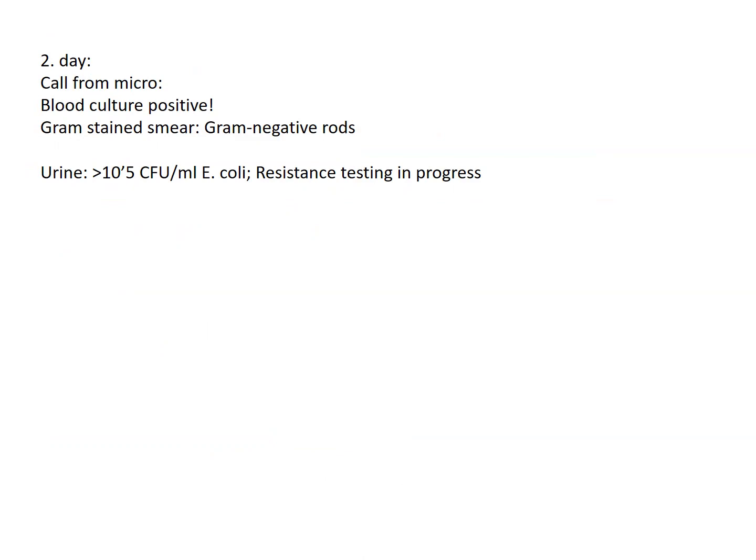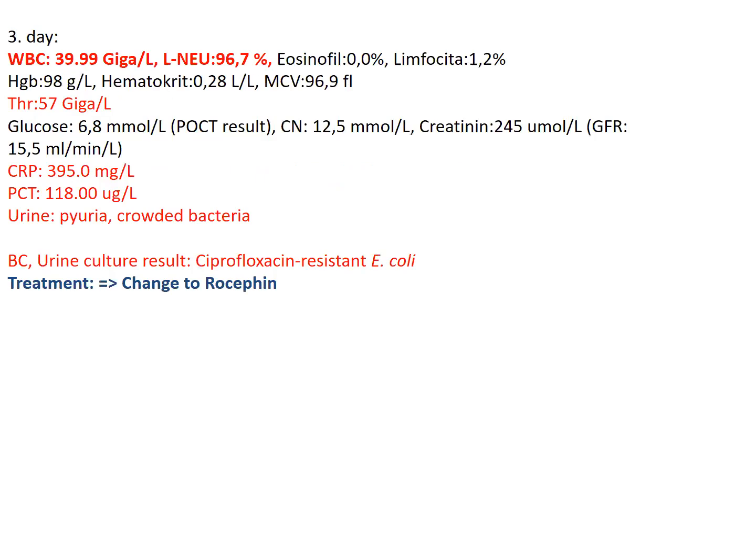So unfortunately, the blood culture is positive, and in this blood culture, we found gram-negative rods. And of course, we also checked the urine sample, but because this is the second day, we know just the causative agent, which is Escherichia coli. And of course, resistance testing is in progress, because just after 1 day, we can tell the result of the antibacterial sensitivity pattern.